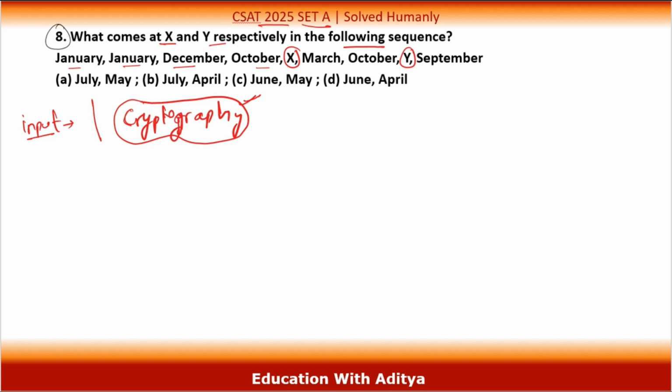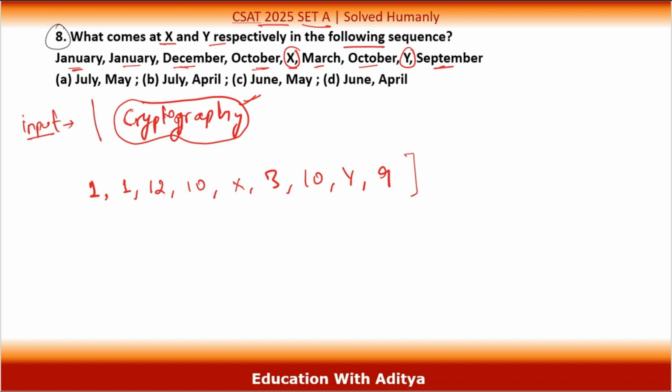Looking at this question, first let's try to convert these alphabets or these words into numbers. The basic idea is January is the first month, so I will write 1. Then December is the 12th month. October is the 10th month. Then we have X. Then we have March, the 3rd month. Then again October, the 10th month. Then Y. And September, the 9th month in the calendar year. Looking at this, I am not getting any information. These numbers are arranged very randomly.